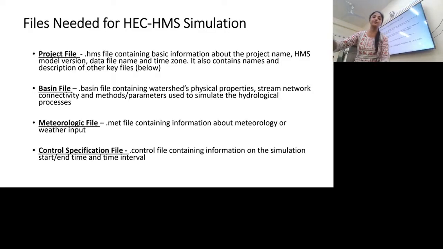Second, we have to create a basin file. The basin file has the extension .basin, and it contains the watershed's physical properties, stream network, connectivity, all these things. Like in the previous slide, I have shown you the basin. This is the creation of the basin, and it will have all the properties of the sub-basins and what the reaches are, what their properties are. All these are there in the basin file.